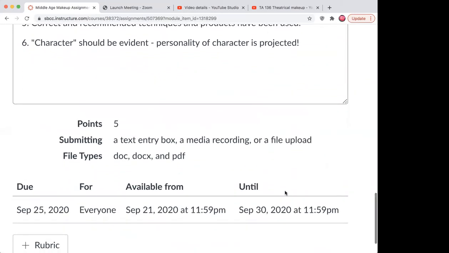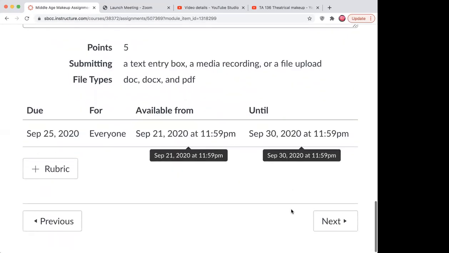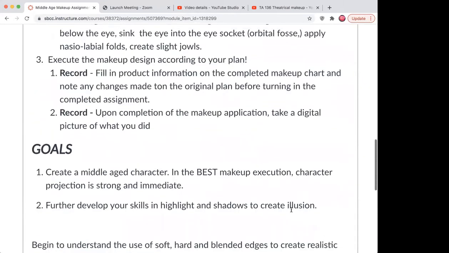Okay, so it's available. I'll change these dates because I just opened this today. So I'll make these dates available from today, due on Monday, and you'll have until the end of the week to upload it. Okay. So again, that's in your modules. And I will change that right this second. Let me see if I can squish this down.